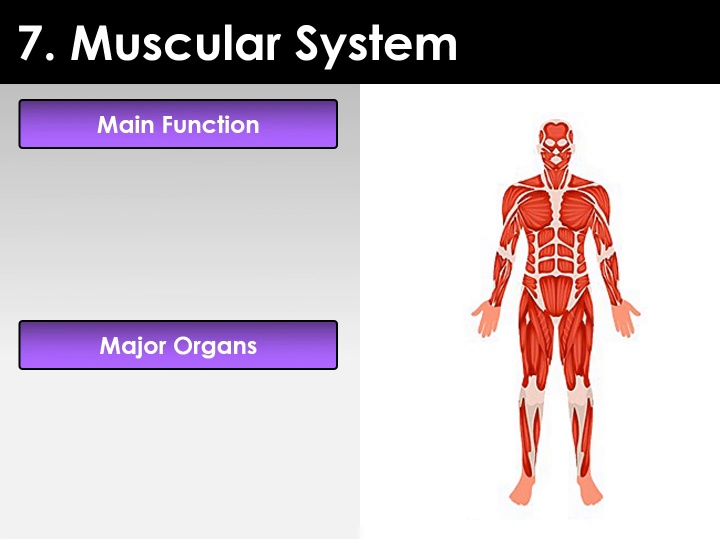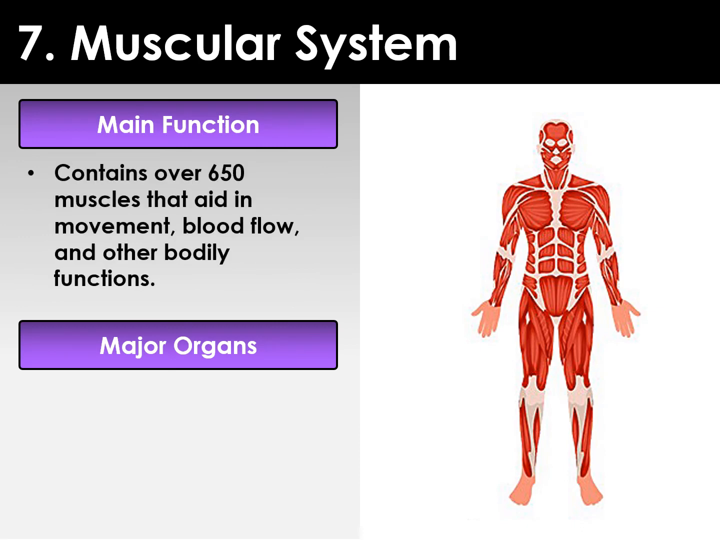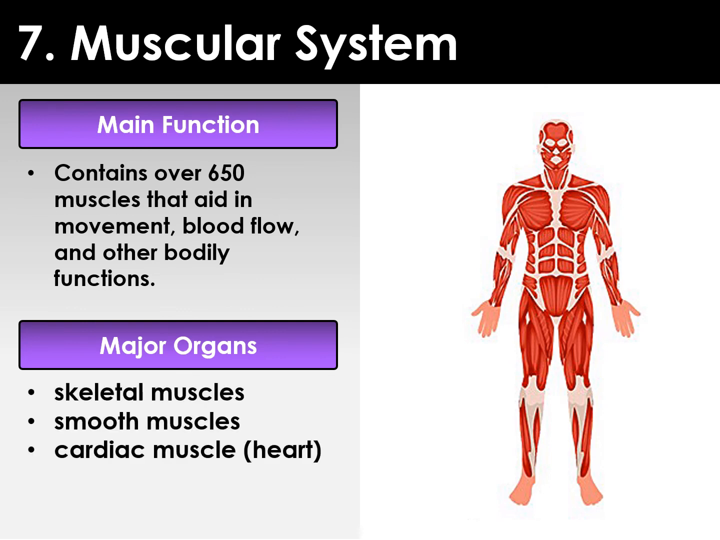Next, let's consider the muscular system. Did you know that you have over 650 muscles that help in movement, blood flow, and other bodily functions such as digestion? The muscular system helps us to perform a variety of functions, and it is comprised of skeletal muscle, which is voluntary muscle or muscle that we can move at will, smooth muscle, which is found in hollow organs such as those of our digestive tract, and finally cardiac muscle. And cardiac muscle makes up the actual heart.